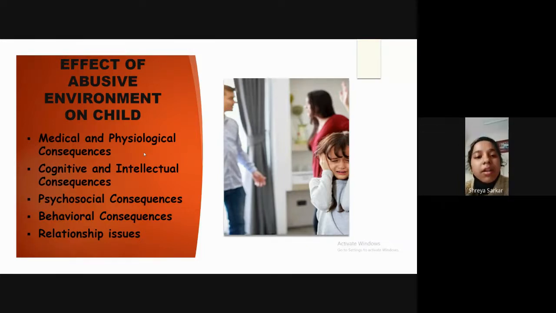Then second is, sorry, fifth is behavioral consequences. So behavioral consequences can include juvenile delinquency leading to adult criminality or any kind of engagement in adult crimes or criminal activities.